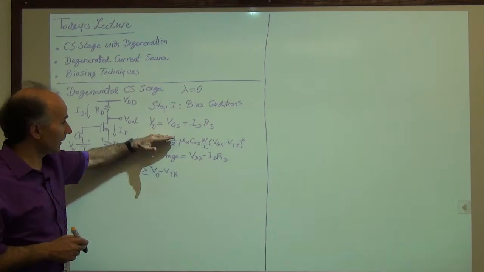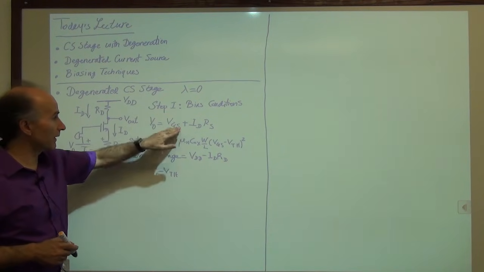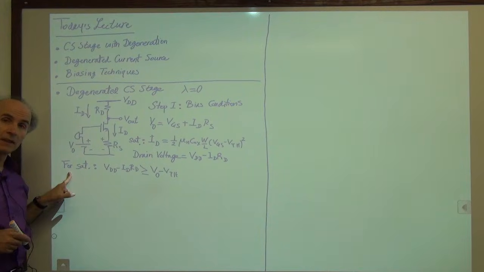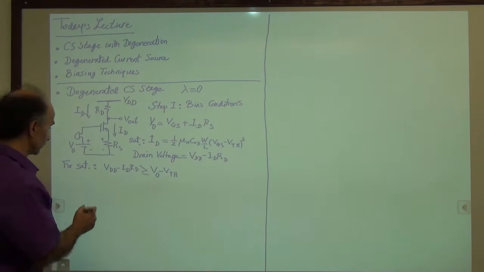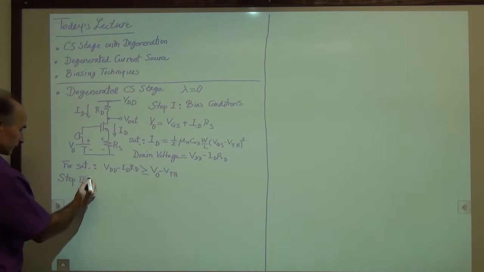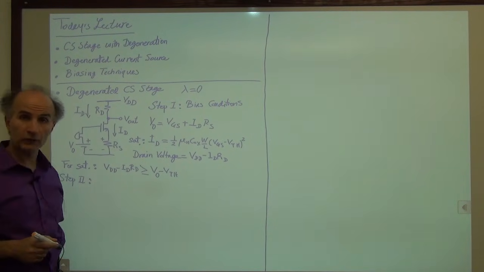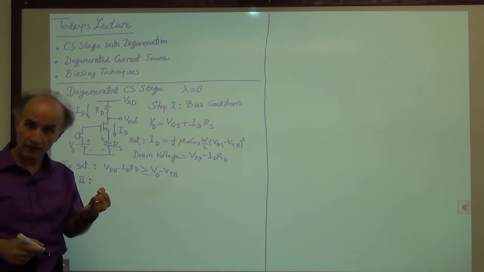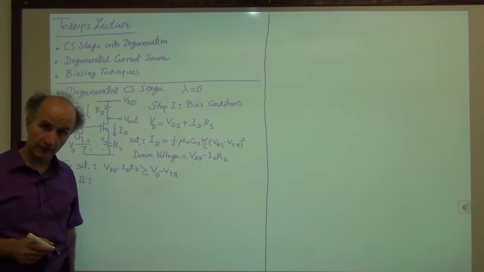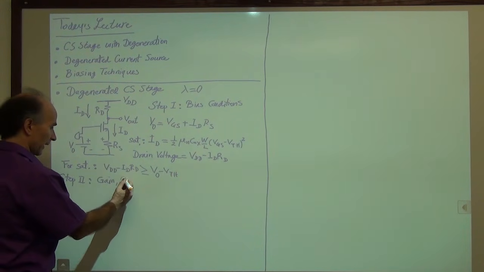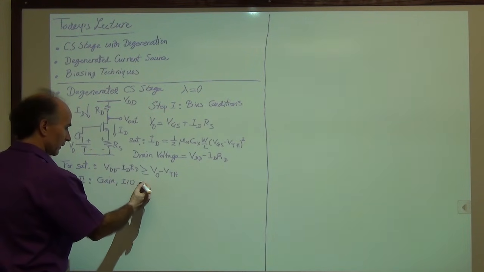Okay, so these steps belong to step number 1. They allow us to calculate VGS, ID, and then check to see if we are in saturation. Now we go to step number 2. In step number 2, we would like to analyze the small signal properties of the circuit, including the voltage gain and maybe the input and output impedances.